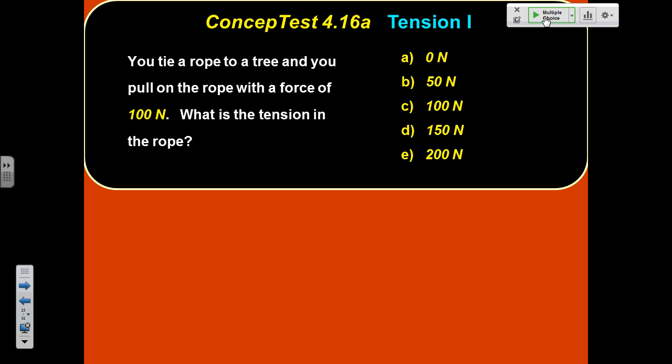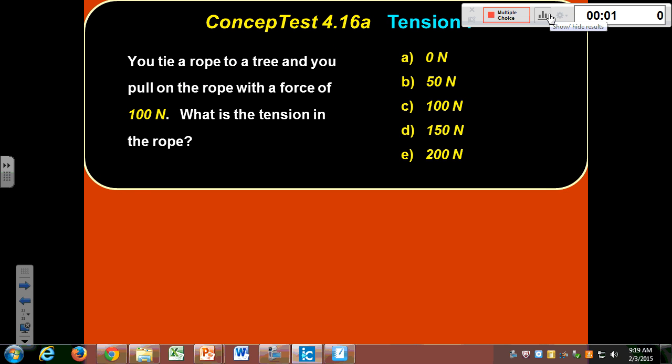All right, you tie a rope to a tree, and you pull on the rope with a force of 100 newtons. What is the tension in the rope? We haven't talked much about tension, actually. Did we cover tension at all? No, I don't think we did. I'll give the answer to this one. The answer here is C, it's 100 newtons.